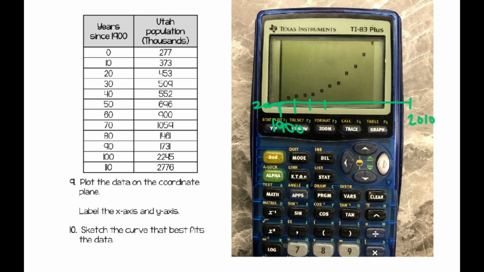And it doesn't mean 200 people, it's 200,000 people in Utah. And so then it increases, and so at the top when it's like 2,800, that doesn't mean 2,800 people live in Utah, it means 2,800,000. So that's what that means.